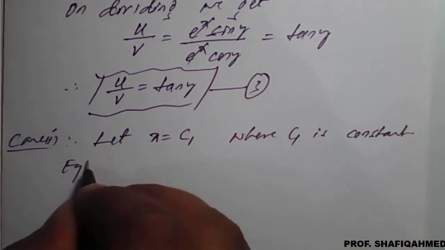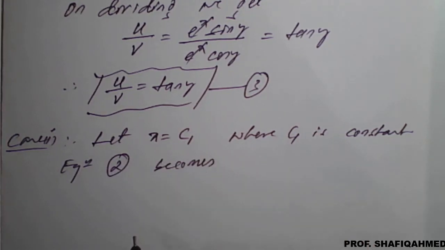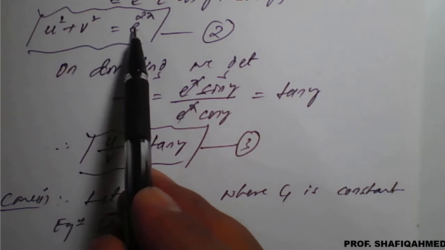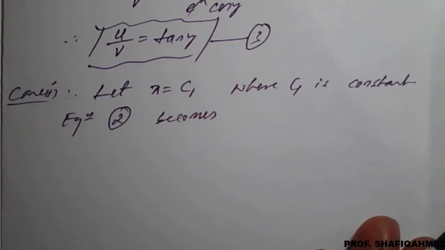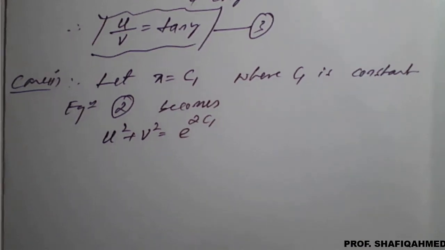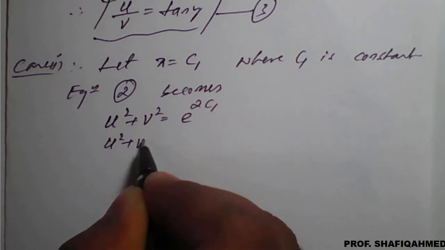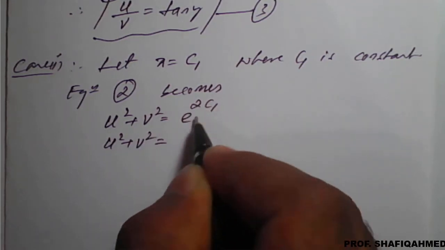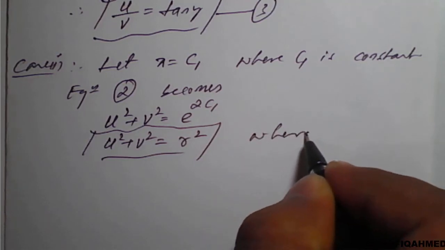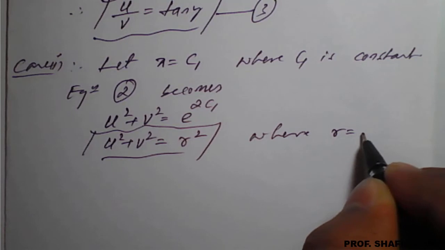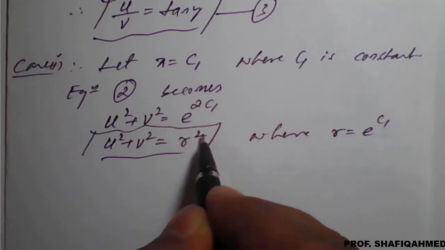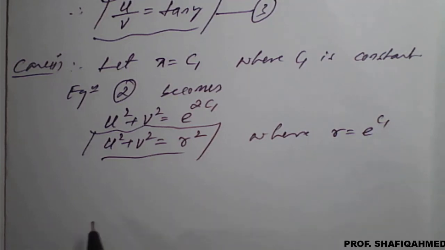Fine. So equation 2 becomes, so put x is equal to c1 in equation 2. So if you put x is equal to c1 in equation 2, u square plus v square is equal to e raised to 2 into c1, which will become purely free from x. So therefore, u square plus v square is equal to e raised to 2c1, which has completely become what here? Constant. So I will say this is r square, where r is nothing but e raised to c1, because here e raised to 2c1 can be written as e raised to c1 whole square. So r is e raised to c1, which is a constant here.